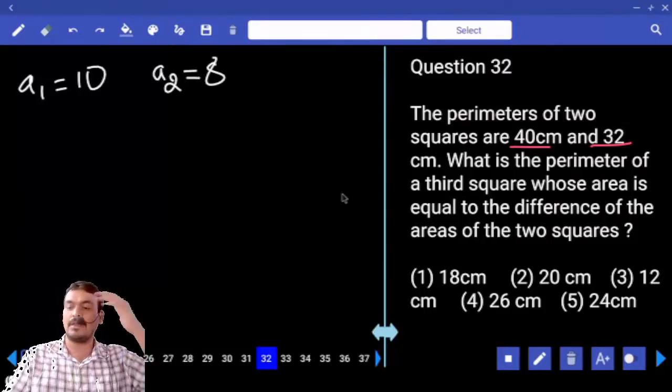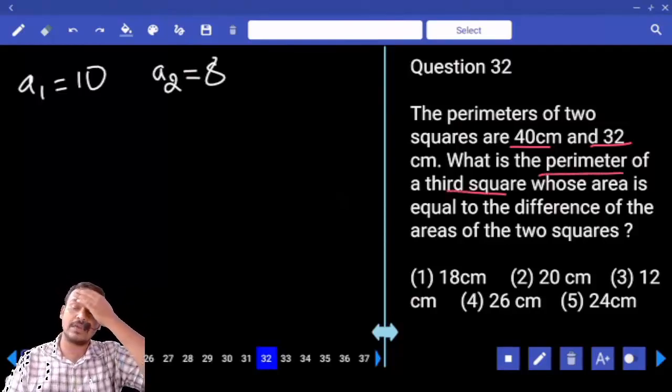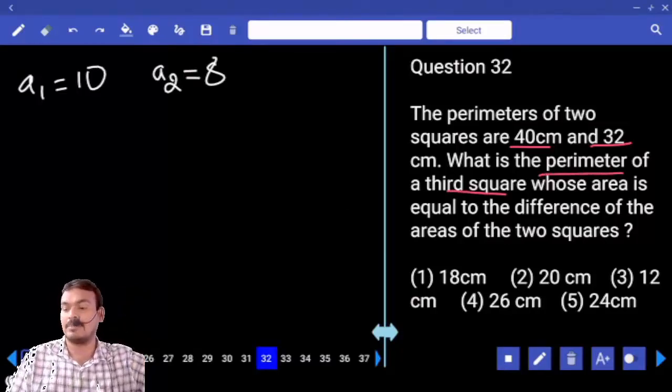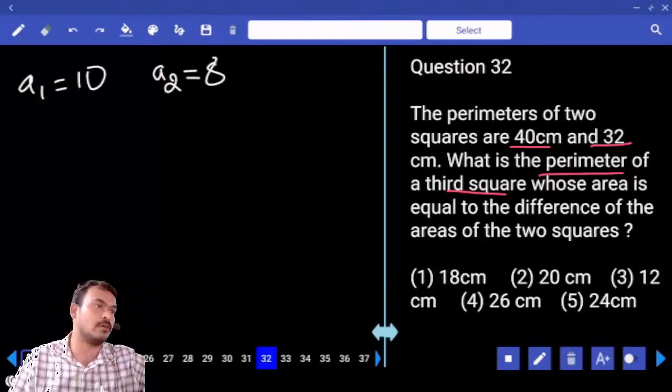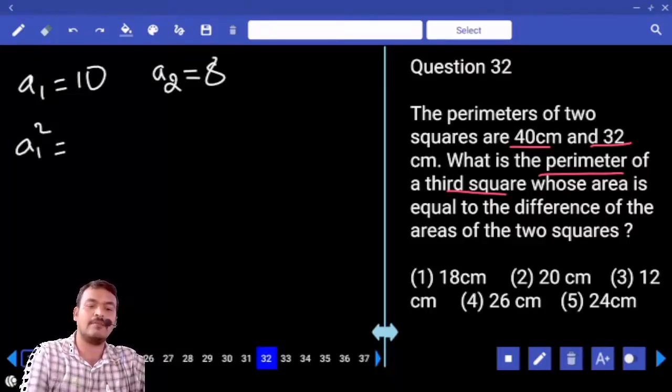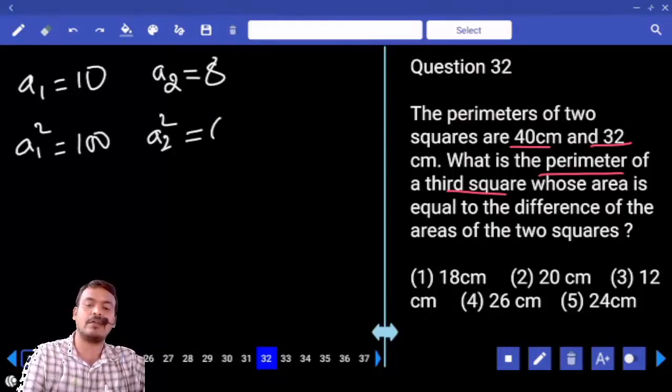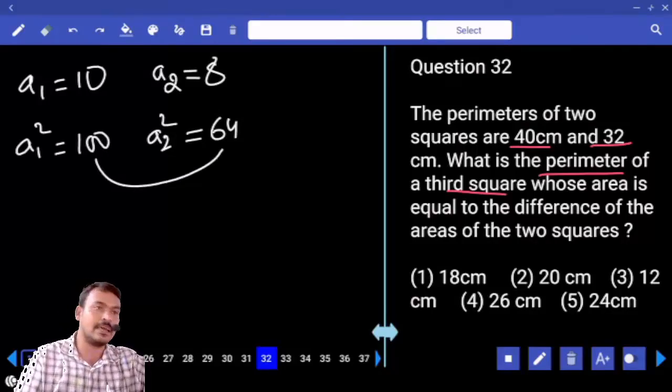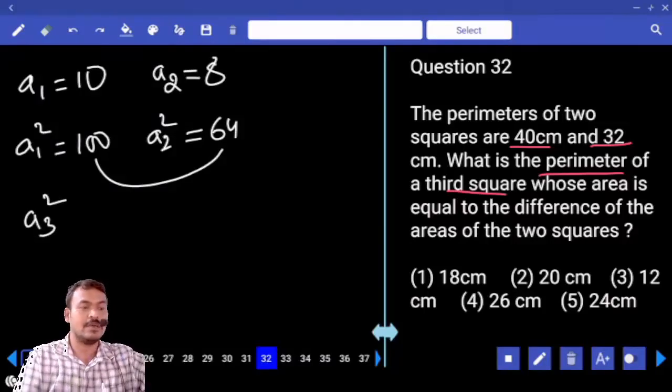What is the question here? Perimeter of a third square whose area is equal to the difference of the areas of 2 squares. Area of a square means a square. a1 is 10, a1 square is 100. a2 is 8, then a2 square is 64. What is the difference between these two areas? 36. 36 is equal to a3 square. a3 square is 36, means a3 value is 6.